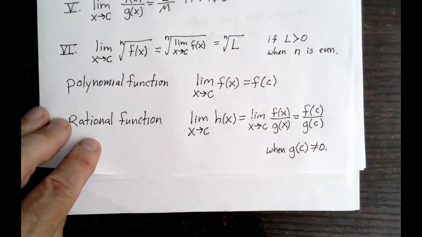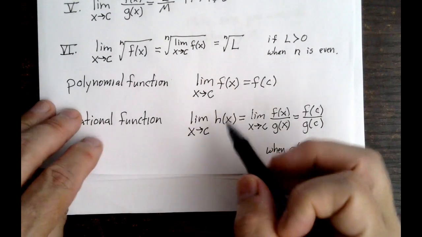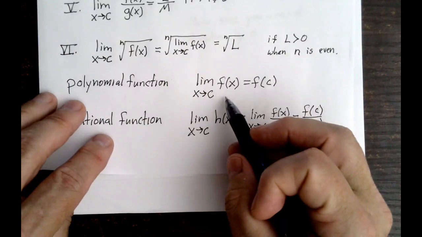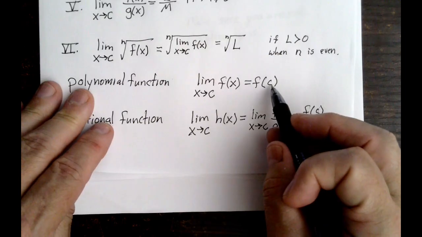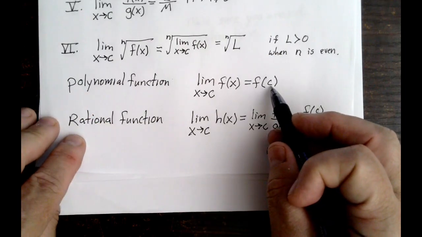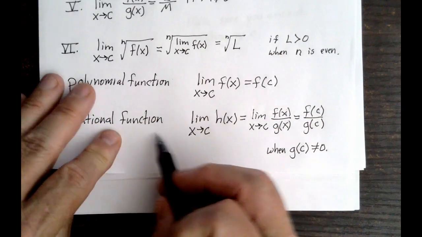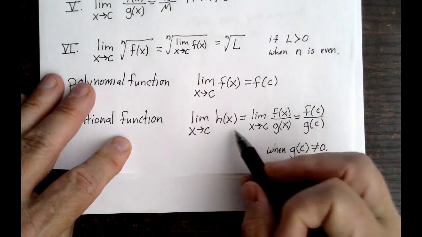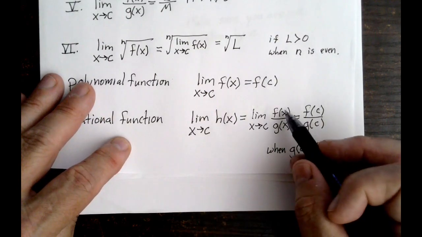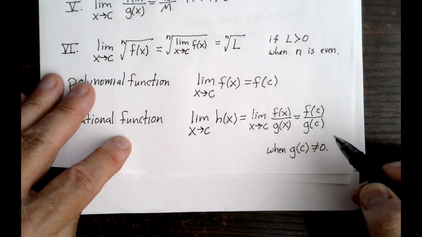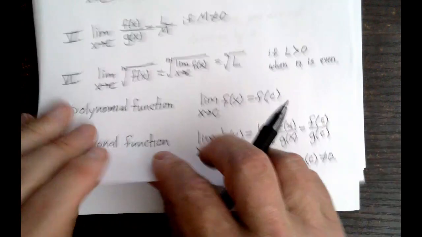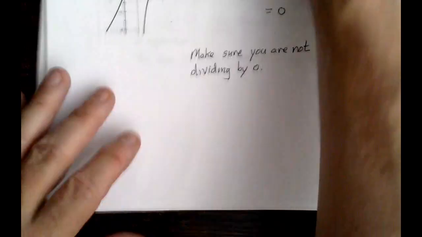Polynomial functions, you'll find that the limits behave very nicely. So if you find the limit of a polynomial, you just plug in c into that function. Direct substitution. Same thing for a rational function. If you got a rational function, the limit is just f of c over g of c, assuming g of c does not equal 0.